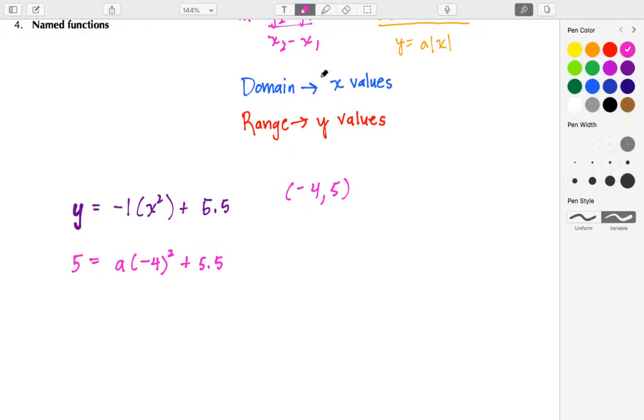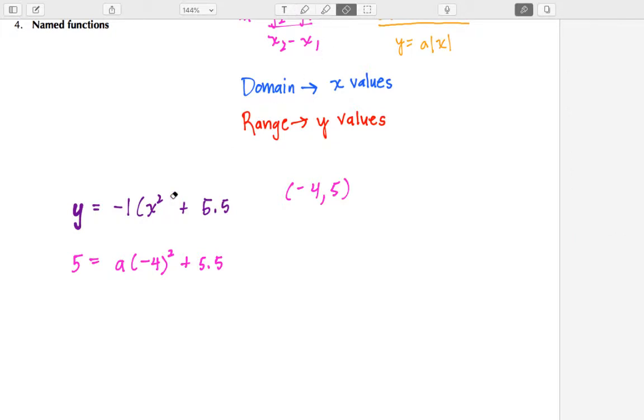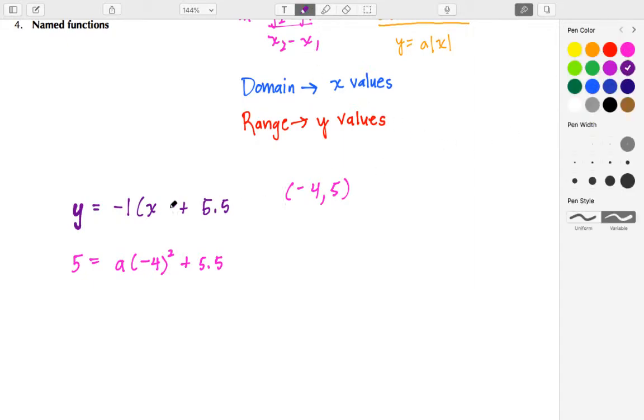And again, I'm seeing a mistake up here. Let's fix that mistake. I actually want to show that the x itself is the value that's being squared. So now everything is matching up properly. So I want to solve for a, so I can figure out what the compression will be to go through this point. All right, so let's go ahead and subtract 5.5 from both sides.